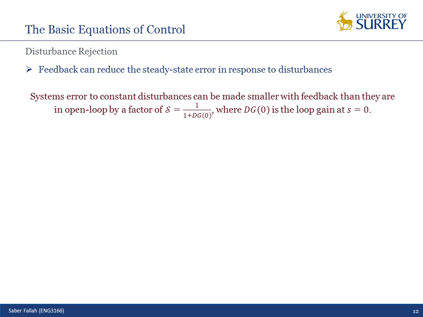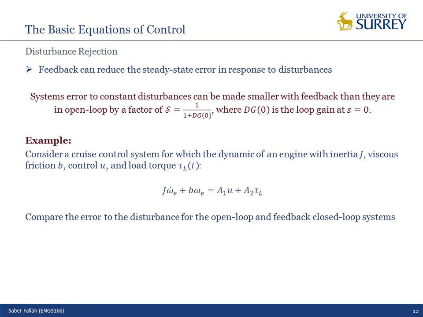DC gain or DC loop gain is when s goes to 0, based on the definition of the DC gain. Okay, look, I will explain this one using a practical example.